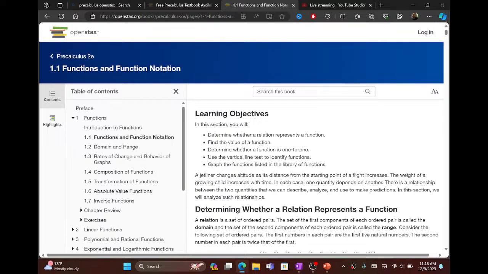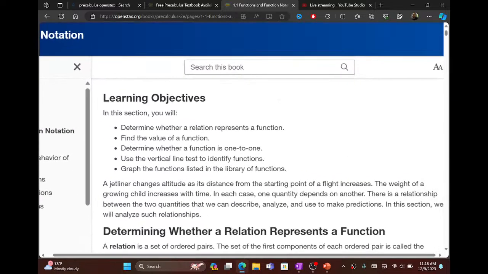Now, these are the learning objectives for this section. So we're gonna go ahead and just read it. In this section, you will determine whether a relation represents a function, find the value of a function, determine whether a function is one-to-one, and use the vertical line test to identify functions, as well as graph the functions listed in the library of functions. What they mean by that is like parent functions.